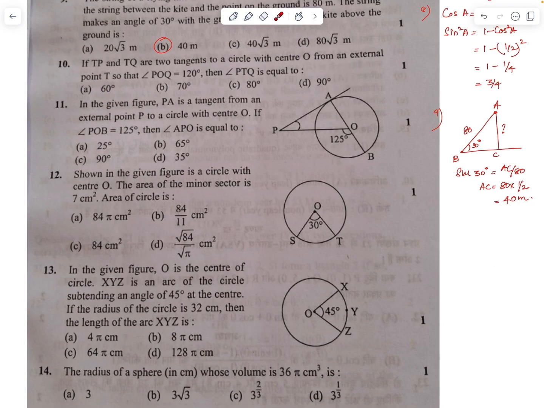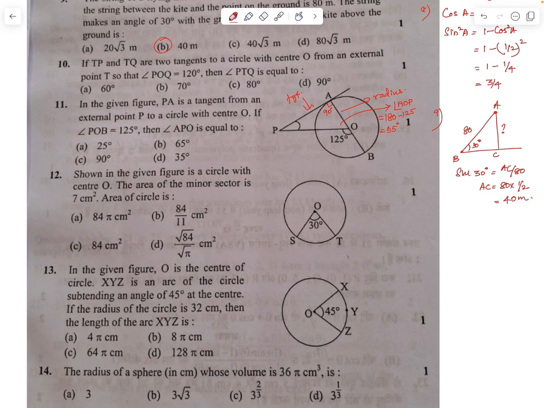Question number 11. In the given figure, PA is the tangent from an external point P to a circle with center O. If angle POB is 125, then angle APO is equal to, that is this angle. PA is a tangent, OA is a radius. So the angle that these two makes at the point A is 90 degree. The angle AOP forms a linear pair with this 125 degrees. So which is 180 minus 125, which is 55.